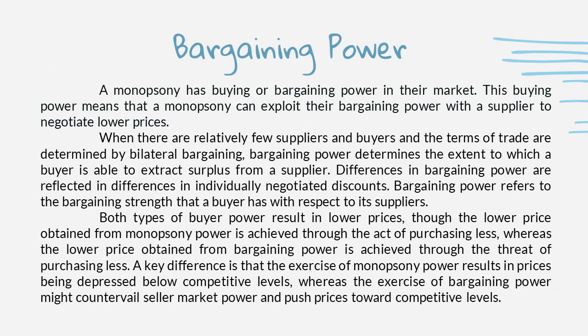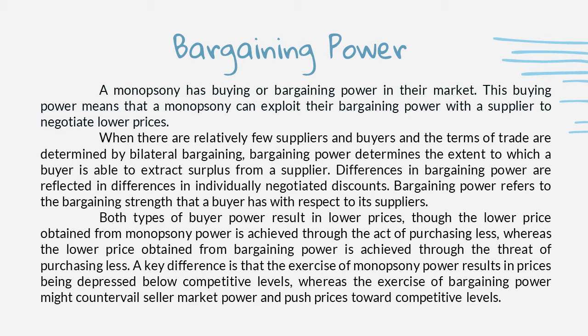Bargaining power. A monopsony has buying or bargaining power in their market. This buying power means that a monopsony can exploit their bargaining power with a supplier to negotiate lower prices. This occurs when there are relatively few suppliers and buyers and the terms of trade are determined by bilateral bargaining. Bargaining power determines the extent to which a buyer is able to extract surplus from a supplier.